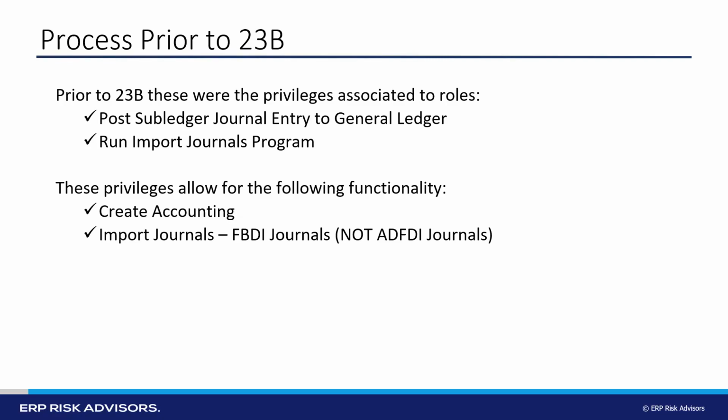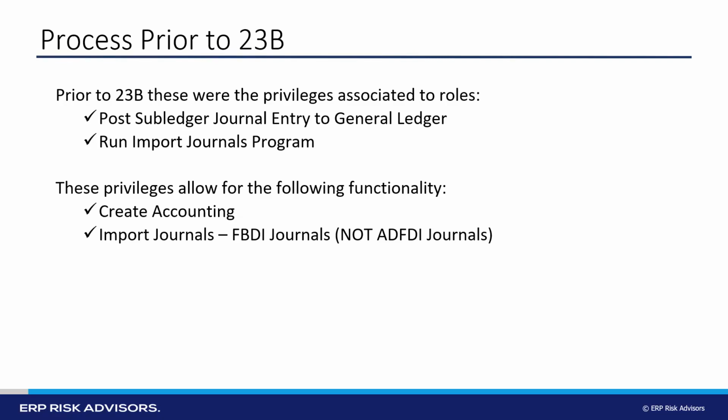Prior to 23B, there was no way to separate these processes. Whenever a user runs the create accounting process, it also runs the journal imports program and pulls whatever subledger journal entry it's creating into the general ledger. It would also pull in any files that are in the import, so the FBDI templates as well. If somebody has uploaded an FBDI journal entry into the inbound directory, whenever somebody else runs that create accounting process, which also triggers the run import journal program, it would pull all those FBDI journal entries in for processing as well.